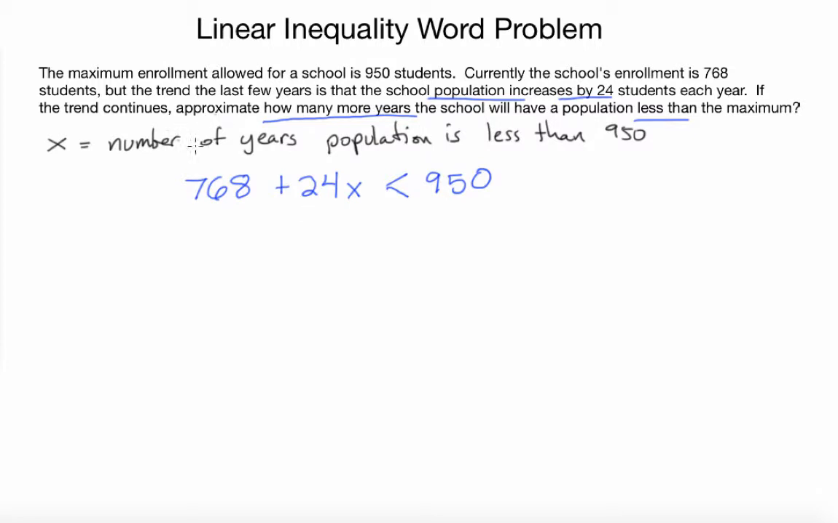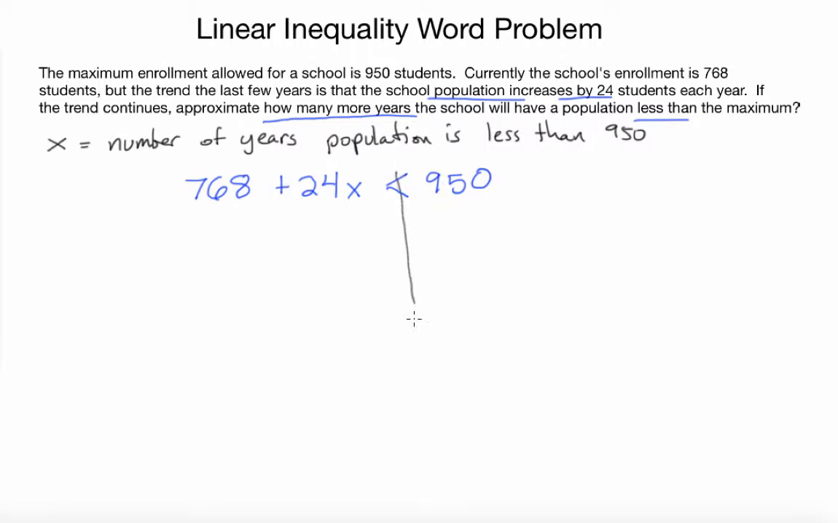So let's just double check. Again, 768 means how many students I have right now. I'm adding 24 students each year. That's why it's multiplying by x, because I'm figuring out how many more years of adding 24 students I can have and still stay less than 950. All right, let's solve this out and answer the question.